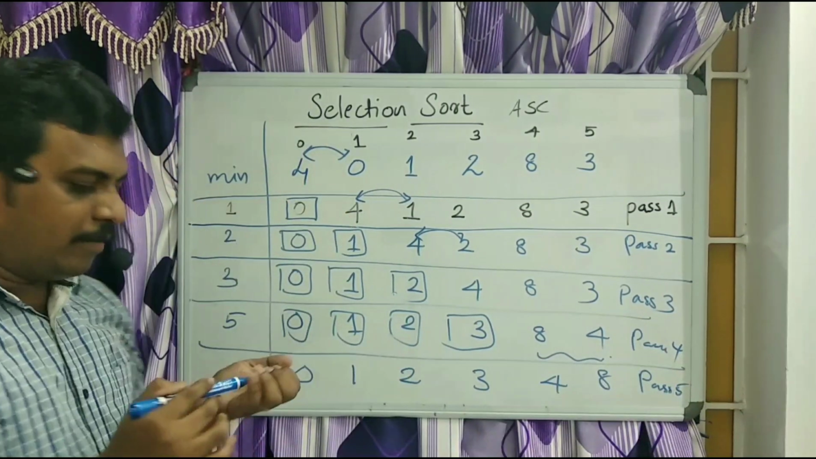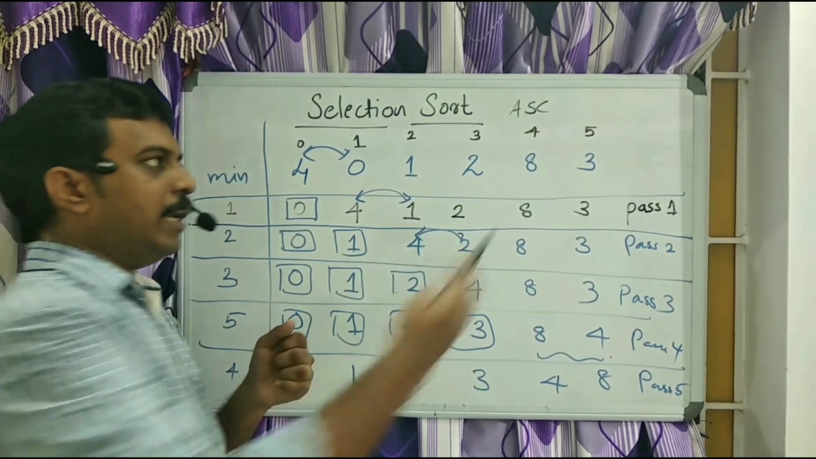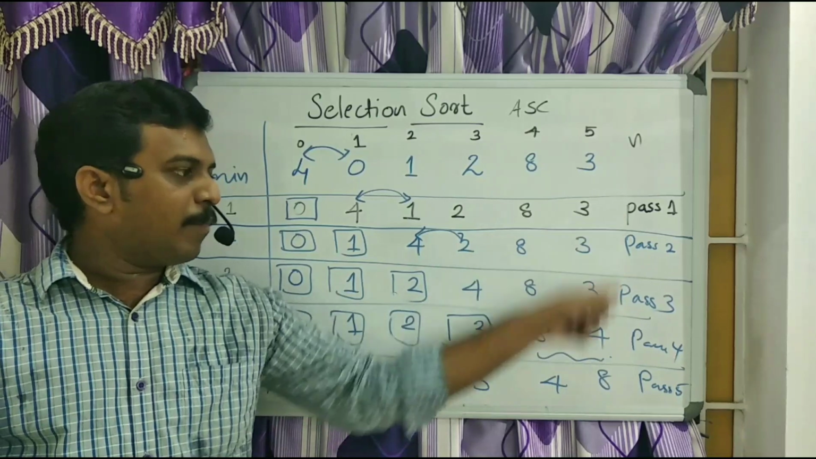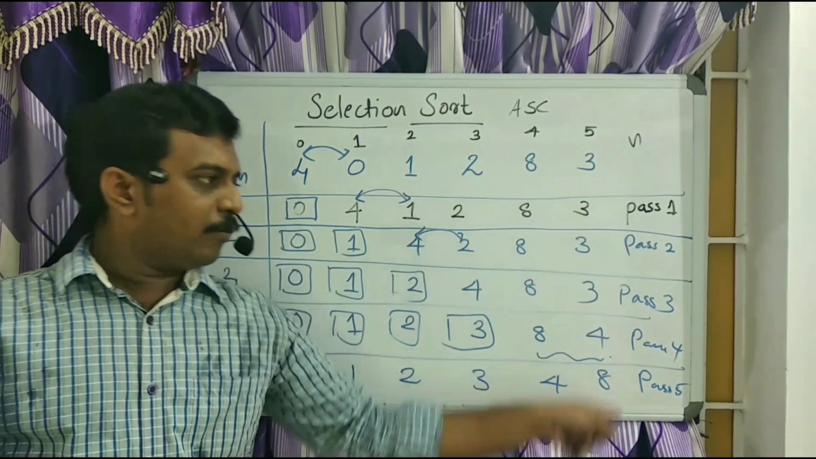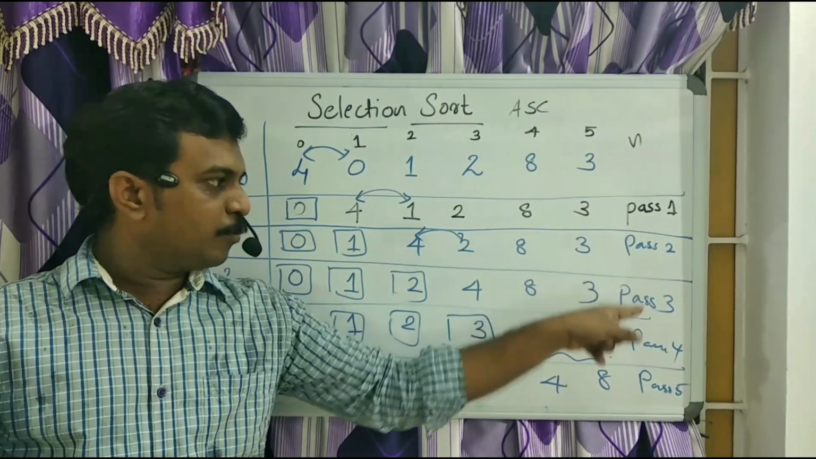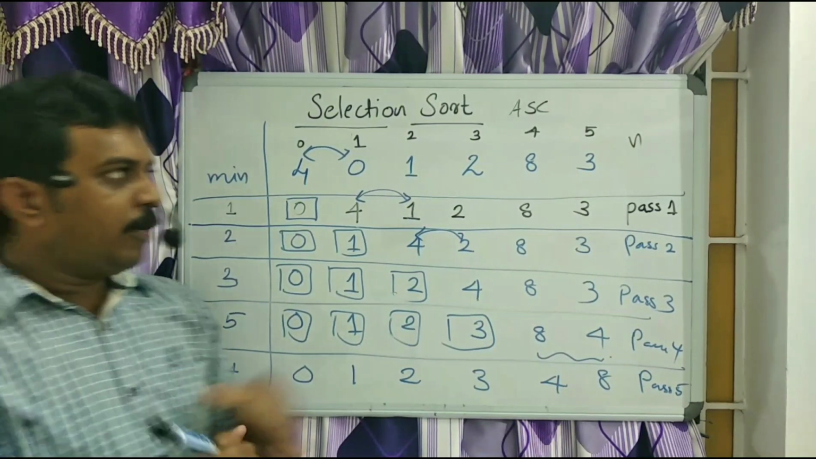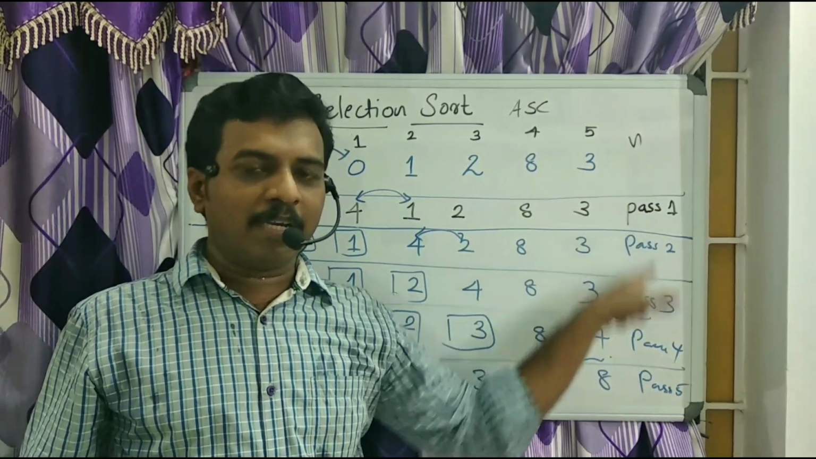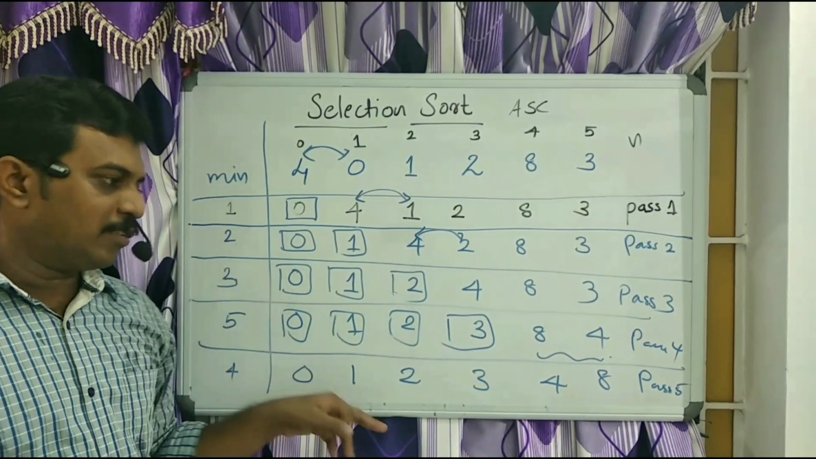Okay. So you can see that similar to bubble sort, if we have n elements, we need to perform n minus 1 passes, because here we have 6 elements. We have gone through pass 1, pass 2, pass 3, pass 4 and pass 5, 5 passes. Okay. So if we have n number of elements in the list, we need to go through n minus 1 passes to sort the entire list by using selection sort.